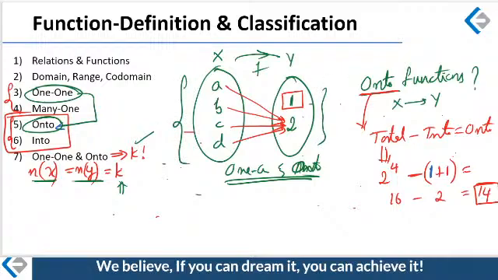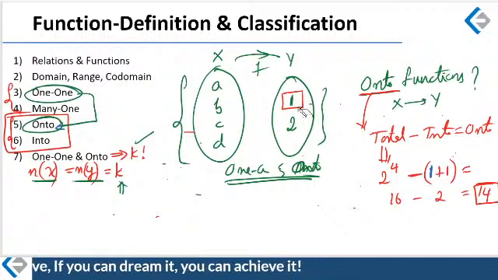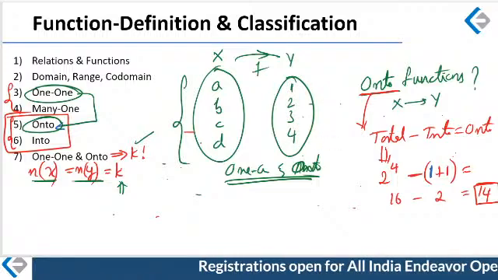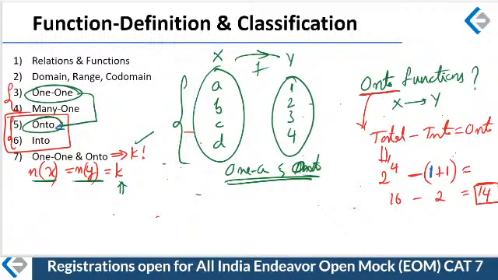4 elements need to have at least 4 mappings on the other side, right? So with 2 elements, it's not possible. Therefore, if I increase this to 1, 2, 3, 4, now the onto functions are possible. How many elements are there, my friends? There are 4 elements each.